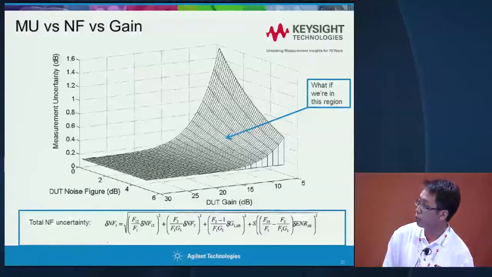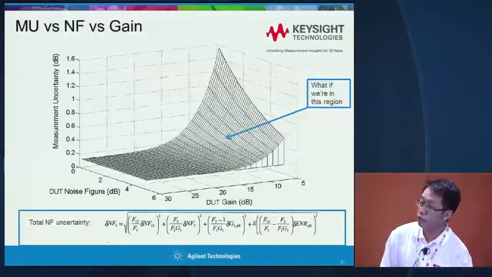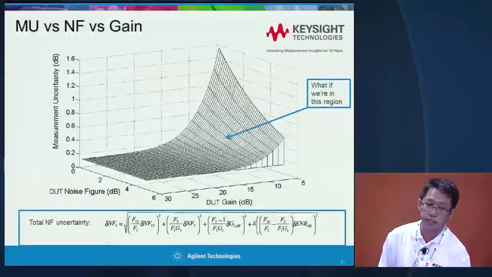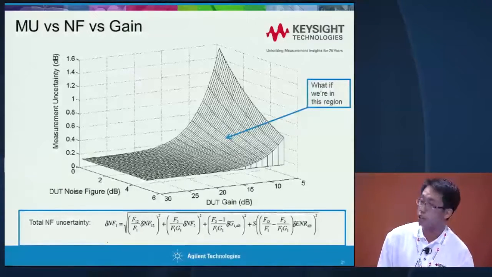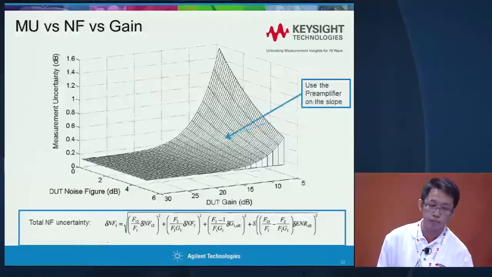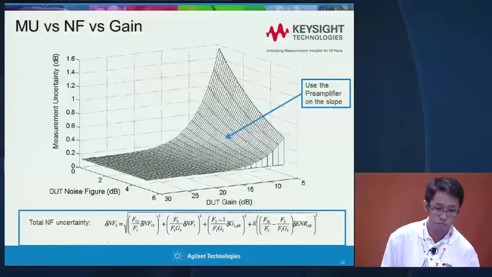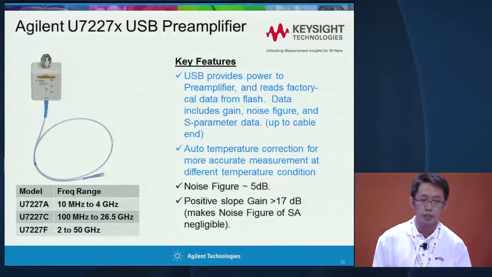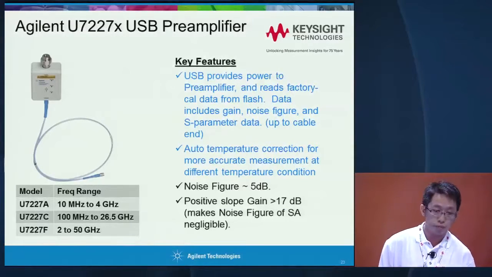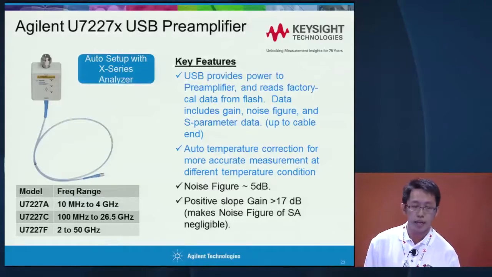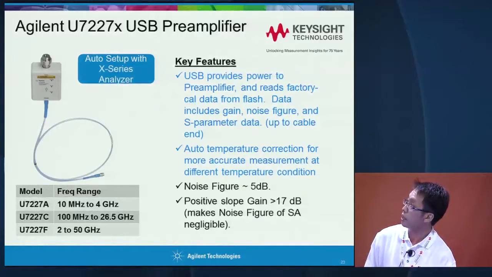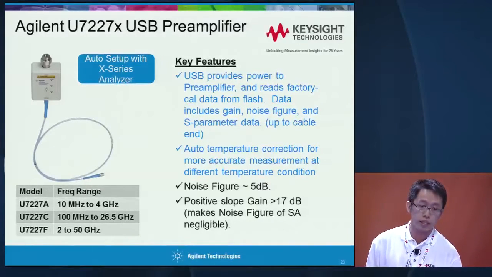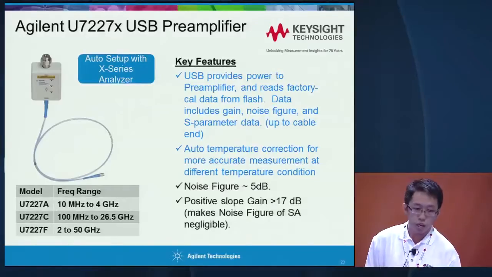From the uncertainty calculations, we understand that if we're able to reduce the system noise figure, we're able to reduce the uncertainty significantly. In order to reduce the system noise figure, we can use a preamplifier. With this, we introduce the U7227X USB preamplifier. This amplifier has cal data stored into the EEPROM, and when it's connected, it uploads the cal data including gain, noise figure, and match value into the X-series analyzers. It's all automated with the USB, that's why it's faster.